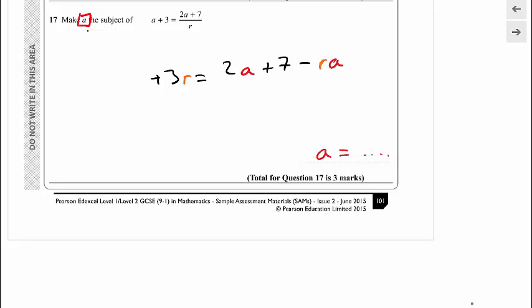Okay, that's looking a little bit better, but unfortunately I've got a plus 7 in the way of all my other terms, right? I just want a on its own, but I've got 2a, I've got an ra, and I've also got a plus 7. So I'm going to take that plus 7 through the equals bridge, and I'm going to stick him on this side. But remember, what's the penalty fare for going across the equals bridge? You have to make him negative. You have to change the sign.